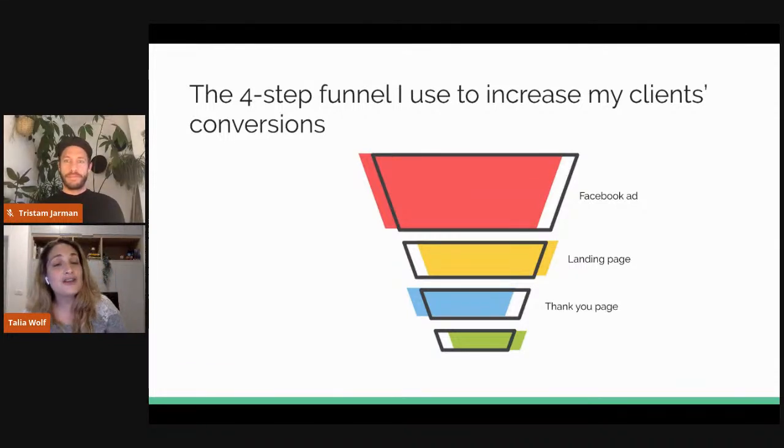Next is actually the most underestimated part of the funnel, and most businesses just don't use this. It's the one that everyone just overlooks, the thank you page. I'm going to dive into it in just a few minutes and show you the power of a good thank you page and how important it is.